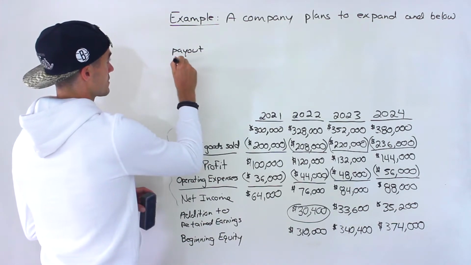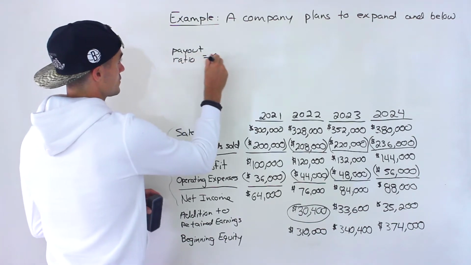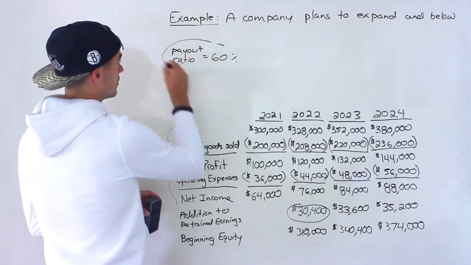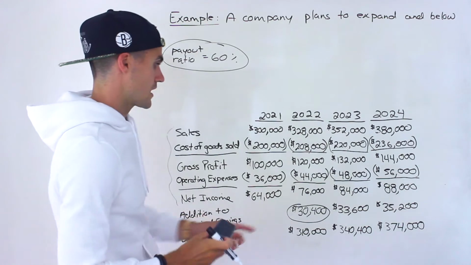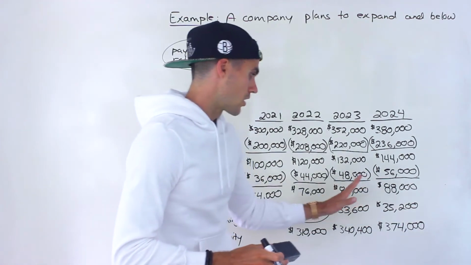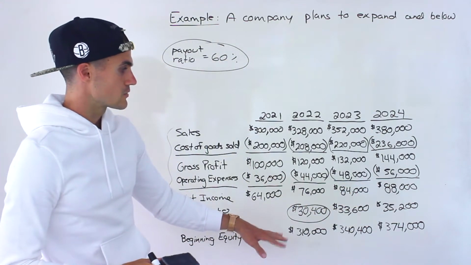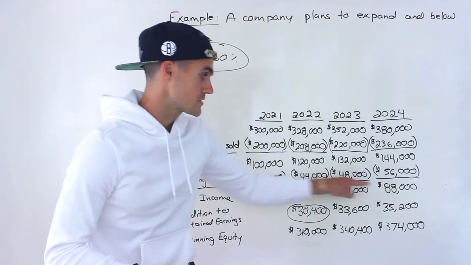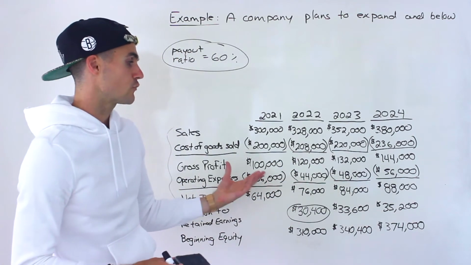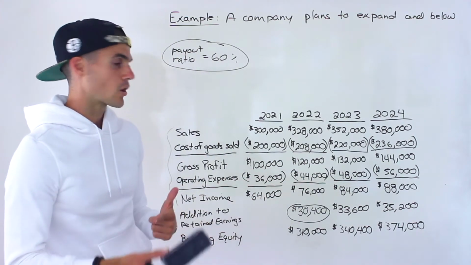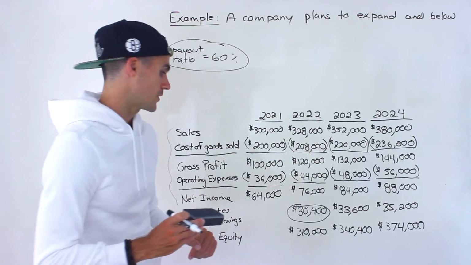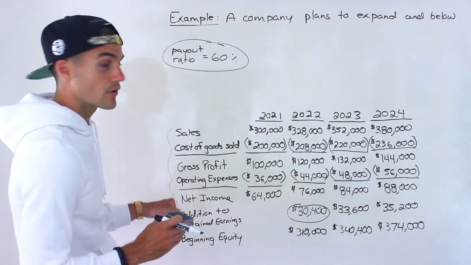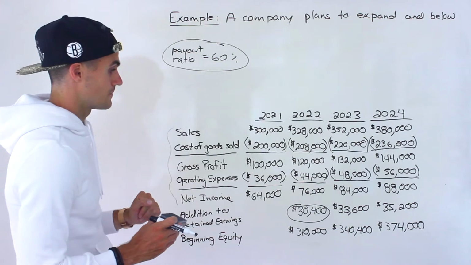So that's the answer to part A. 60% of these net incomes are being paid out as dividends, and then 40% of those net incomes are being retained within the company, or being added to retained earnings on the balance sheet.